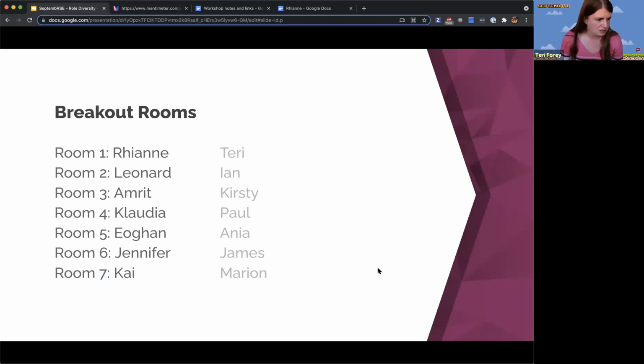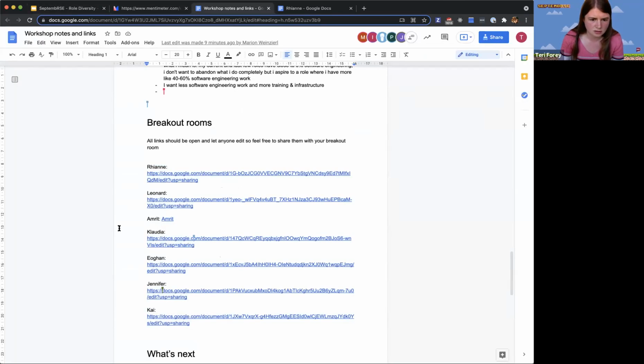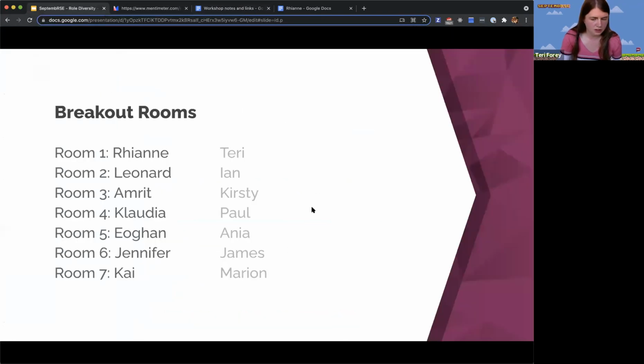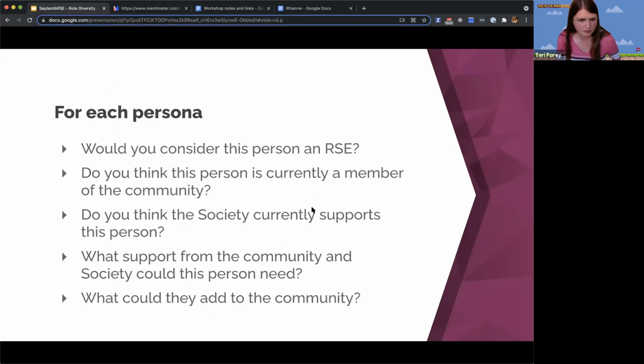Hopefully our moderators are moving in again. And which profile is missing? Oh, this is all going well. The link should work for Amrit. No, it didn't, because I'm copying and pasting it from Google Docs. So let me just put the Amrit link here. So how is this working? Most people have not moved into a breakout room. I'm going to be in the Rianne room, but I'd like to make sure that everybody's happy and has moved into a room before I do it.